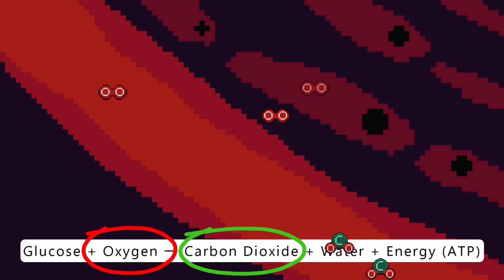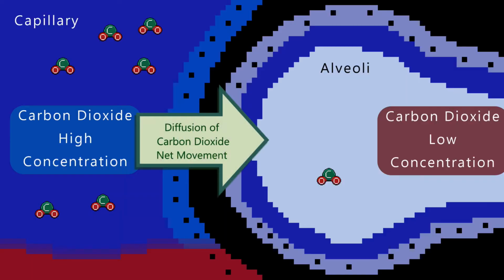Notice the cells produce carbon dioxide, so the blood always has a higher concentration of carbon dioxide compared to the alveoli.